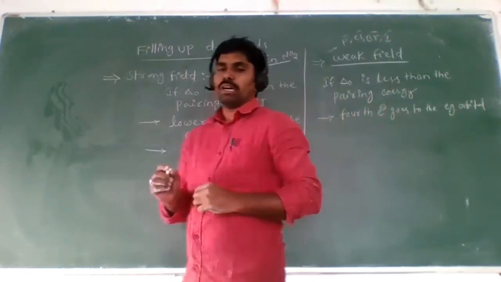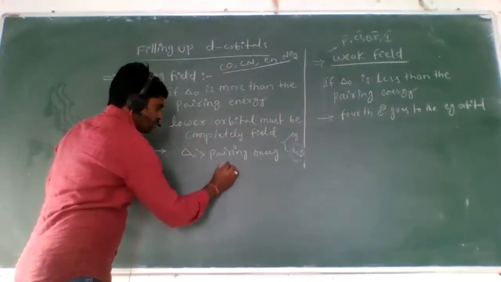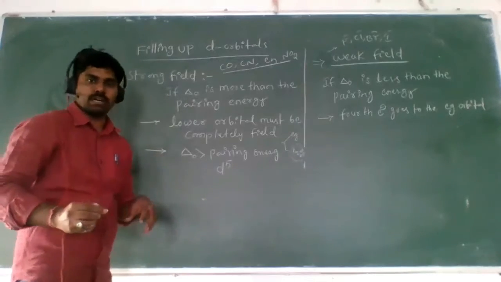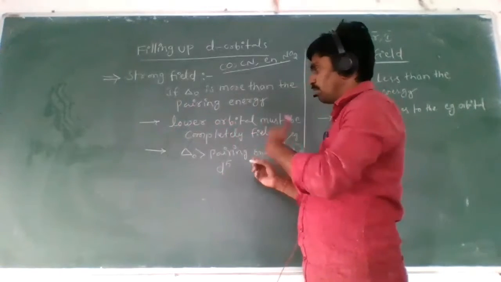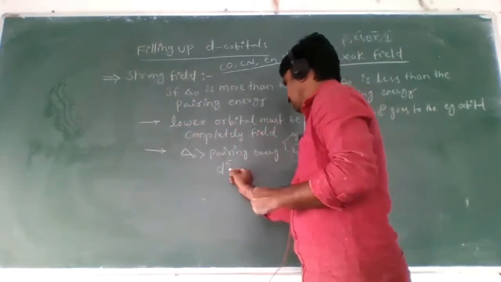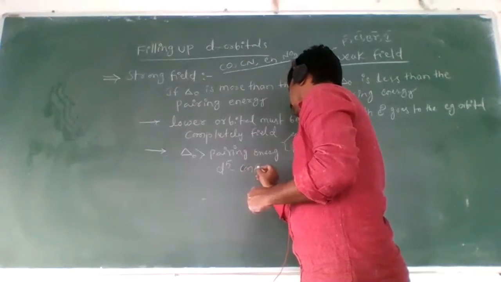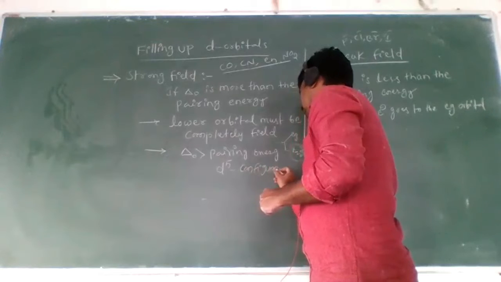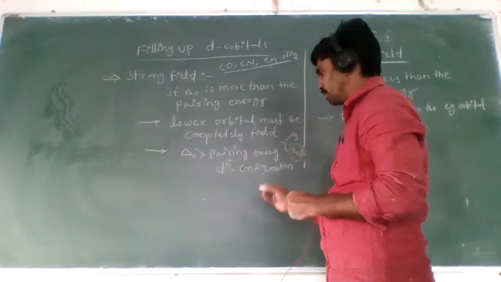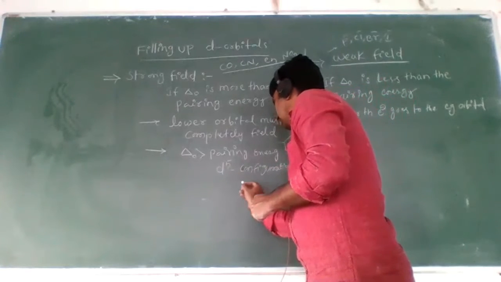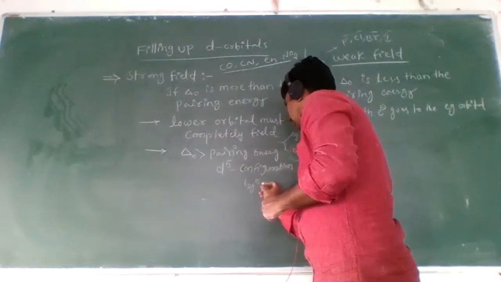So now I give the example. Look at here. Maybe 5 electrons are there in the d orbital. How are they filling? First I write the electron configuration. Look at here, for d5, how is it? See here, t2g5 eg0.